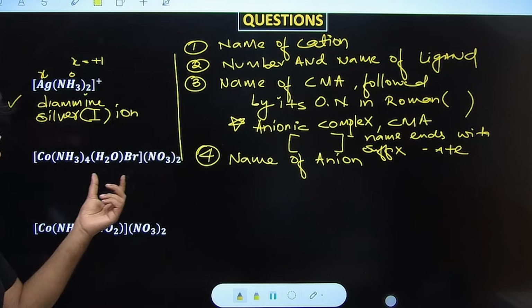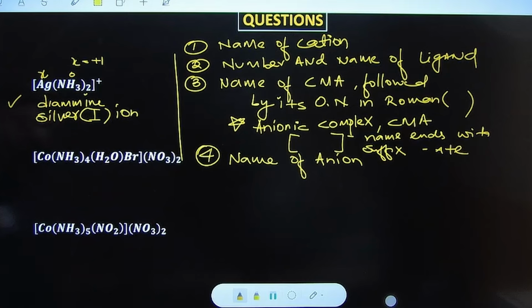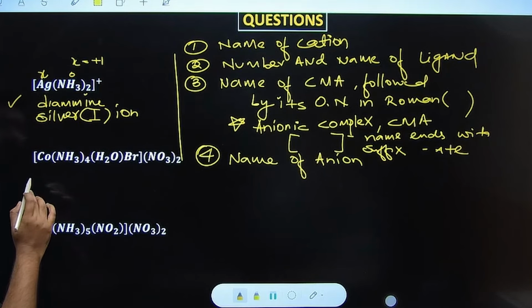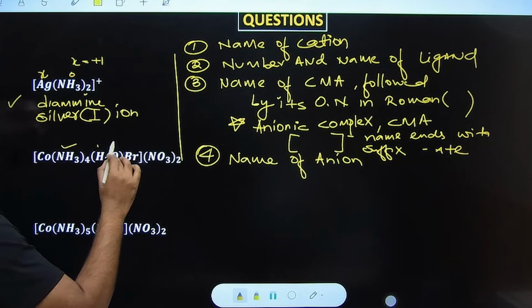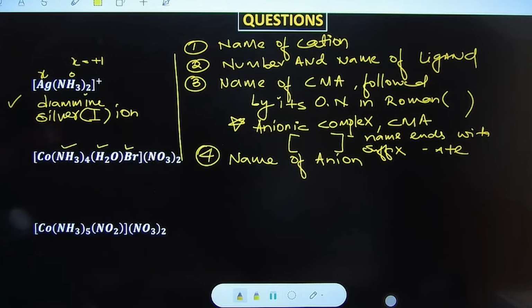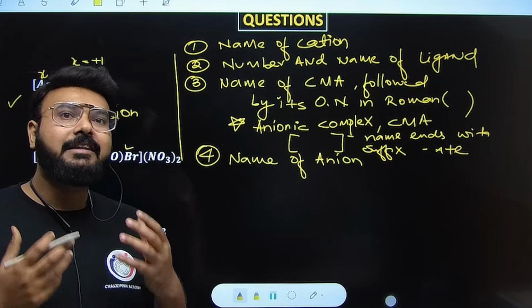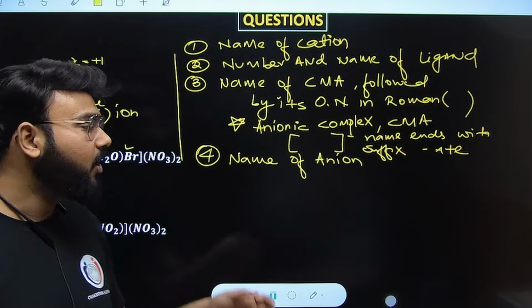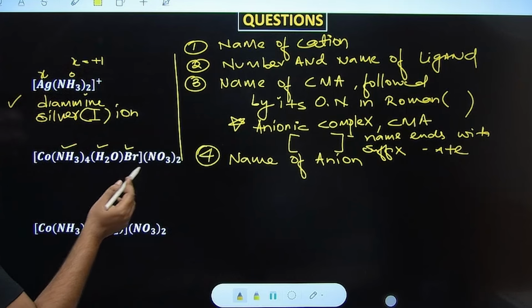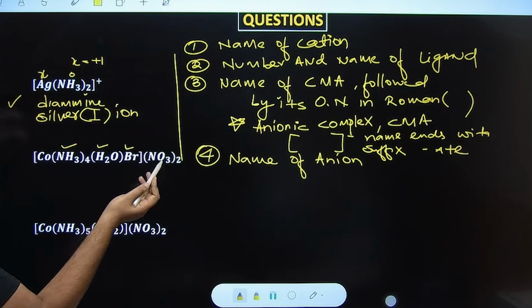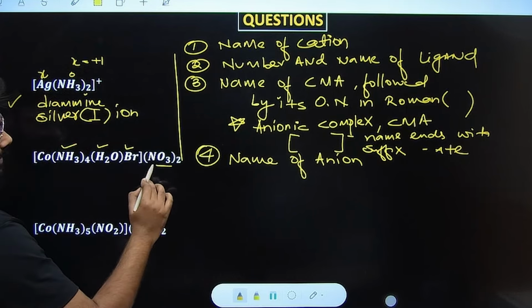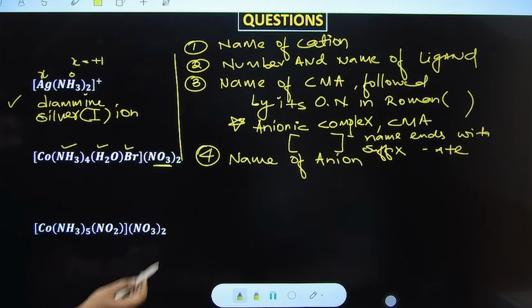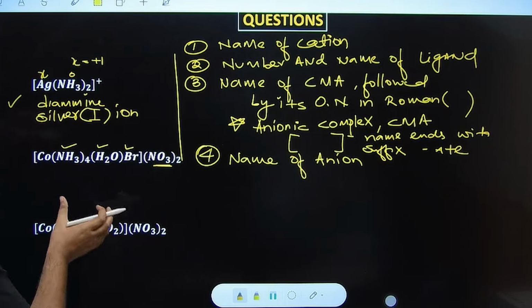Now let's discuss the second one. Now in the second one, if you see, we actually have multiple types of ligands, three types of ligands. So when you have multiple ligands, then the names are to be written in alphabetical order. So how do we write the name? First of all, there is no cation, no anion here. This is the anion outside the sphere. We will write it in the end. Now, how do we write it?